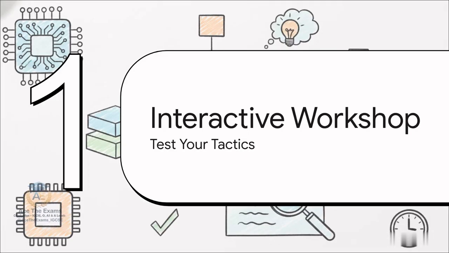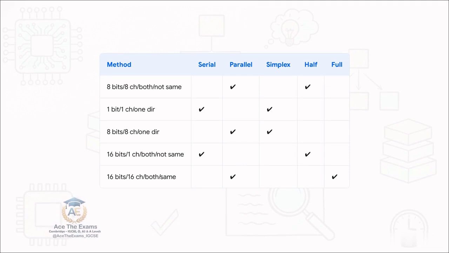Act 4. The Interactive Workshop. It's time for you to step onto the field and test your tactical awareness against live exam data. All right, challenge 1. We have a data transmission matrix from question 2B. You've got 60 seconds on the clock. 5 descriptions, 5 empty rows. You need to map serial, parallel, and duplex methods.